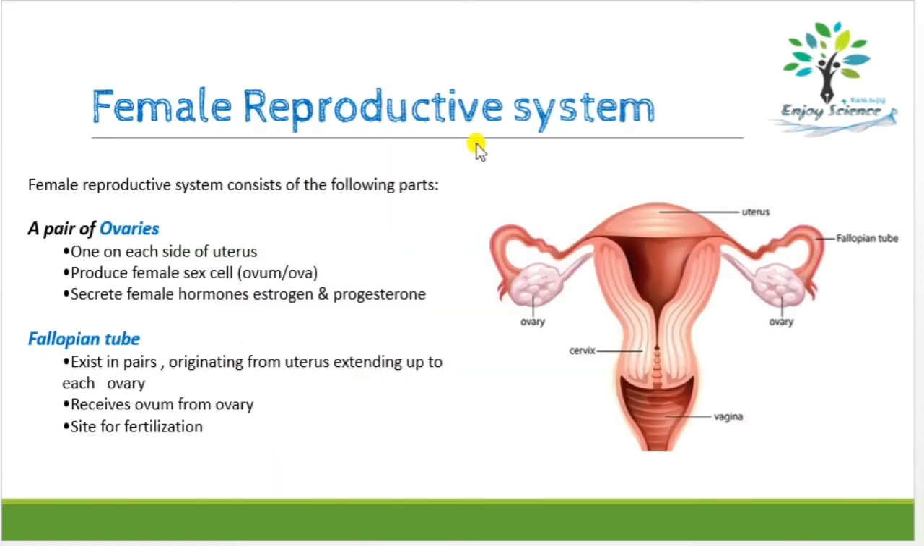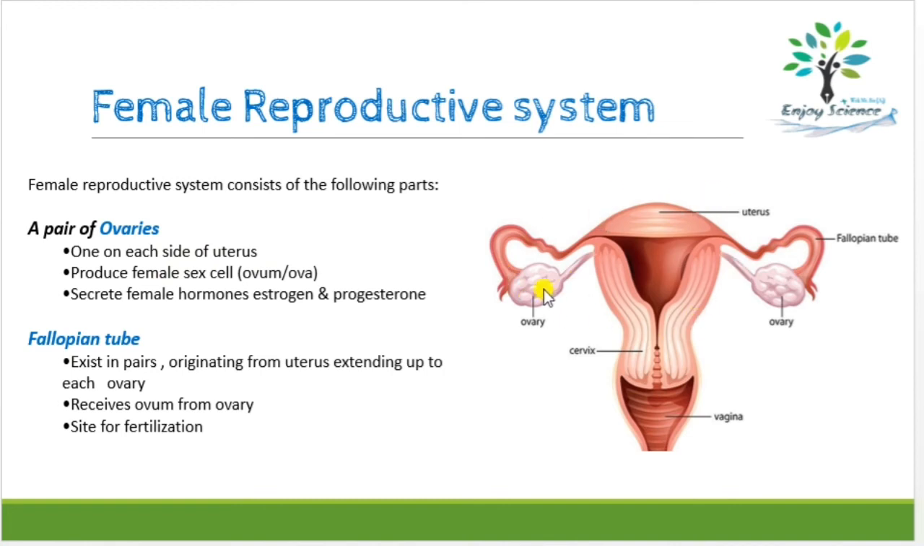Now let's see the female reproductive system. The female reproductive system also consists of many organs. The first one is a pair of ovaries. Like testes, ovaries are also found in pairs. Ovaries are the primary sex organs of the female reproductive system, because they produce the female gametes or sex cells called ovum or egg. These ovaries are located on each side of the uterus. So this is the uterus.